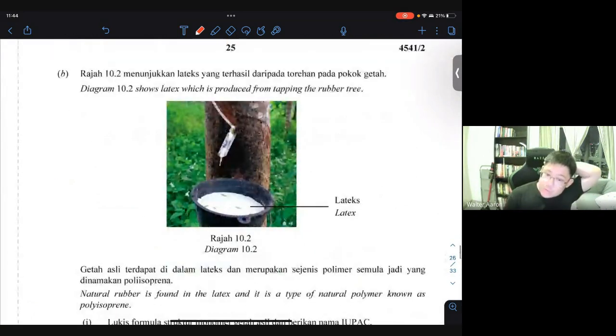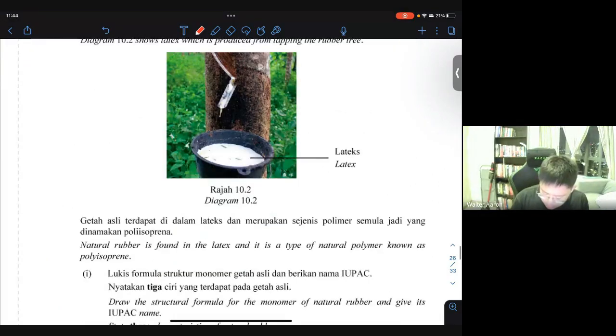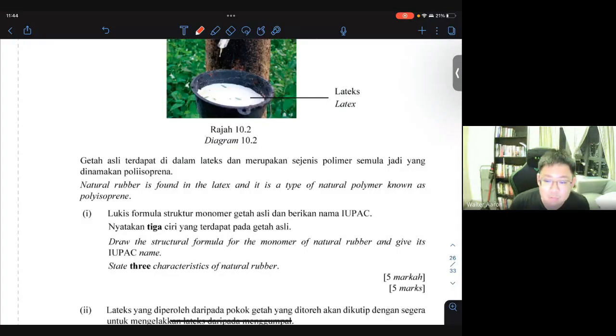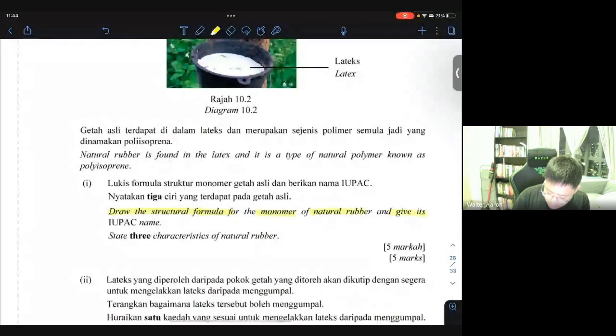Okay, diagram 10.2 shows how latex, which is produced from tapping the rubber tree, can be obtained. So you can see here, natural rubber is found in latex and is a type of natural polymer known as polyisoprene. It asks you to draw the structural formula of the monomer of natural rubber and give its IUPAC name. Also, on top of that, state 3 characteristics of natural rubber.